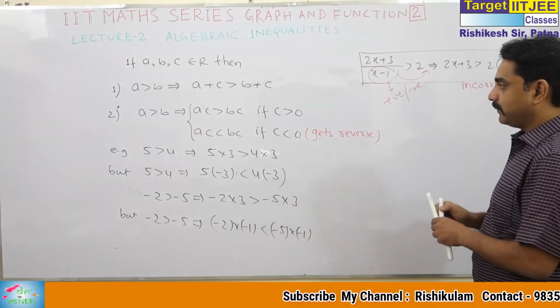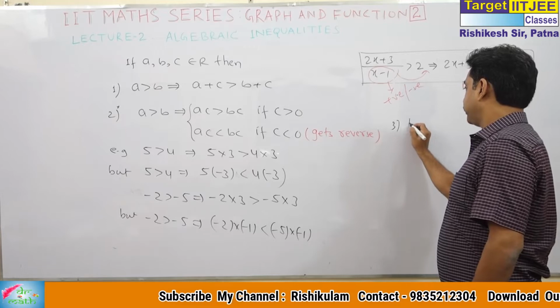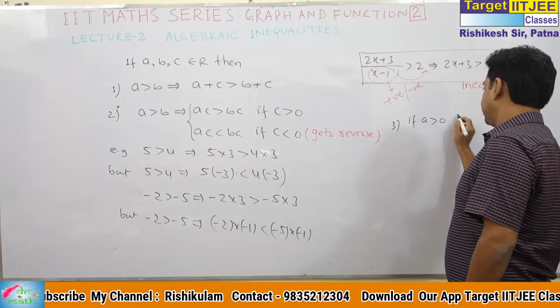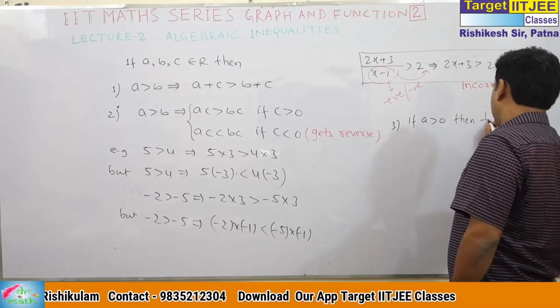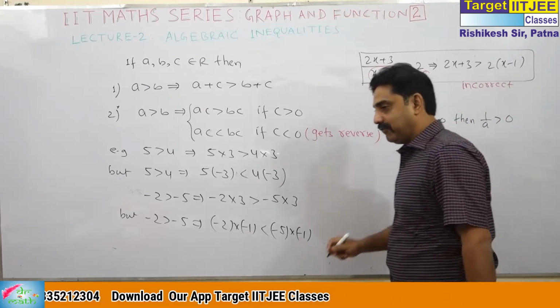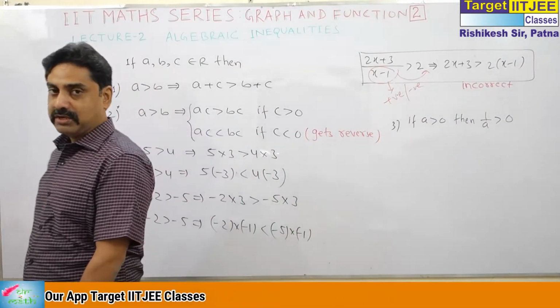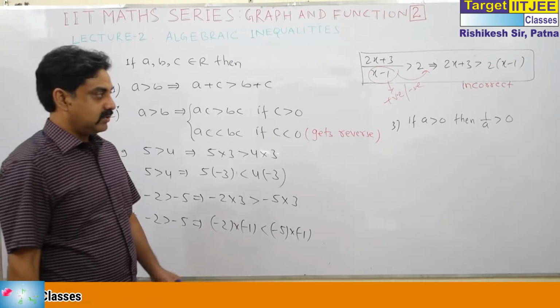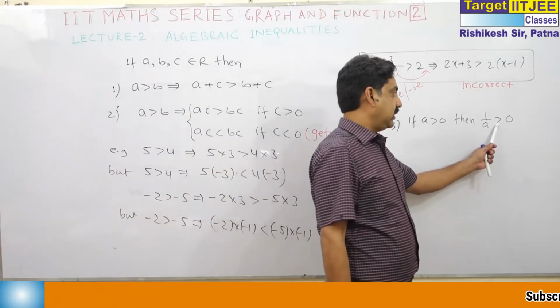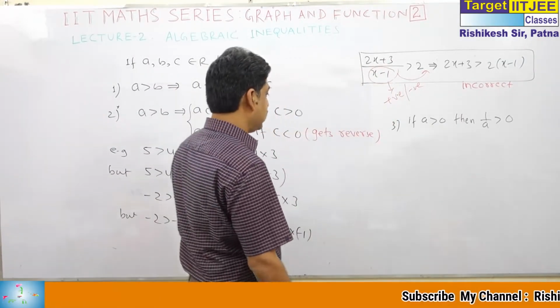Now, come to the third point. Simple point: if a greater than 0, then 1 by a greater than 0. If we take the reciprocal of a number, positive remains positive. So there is no need to change the inequality.